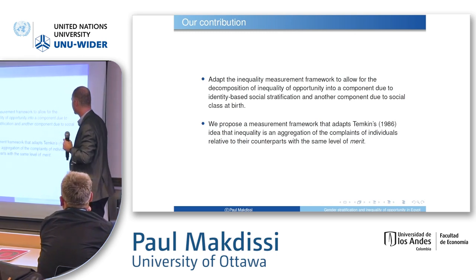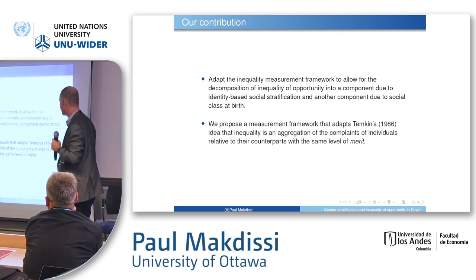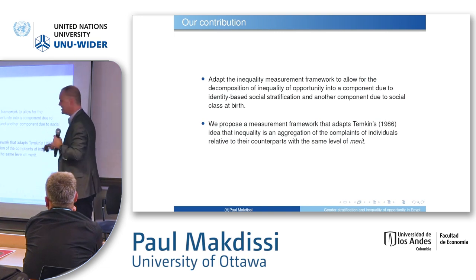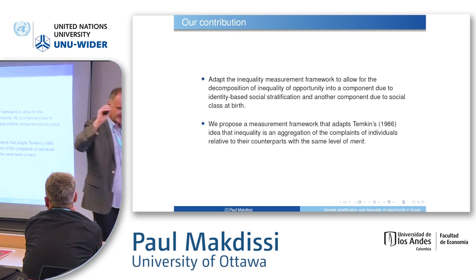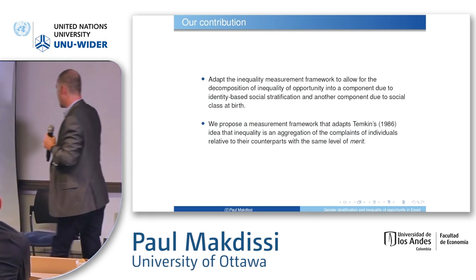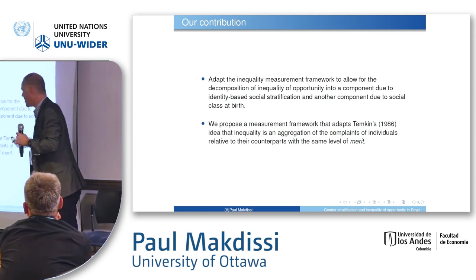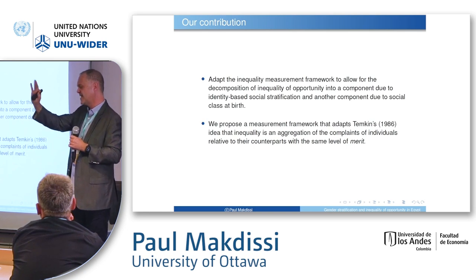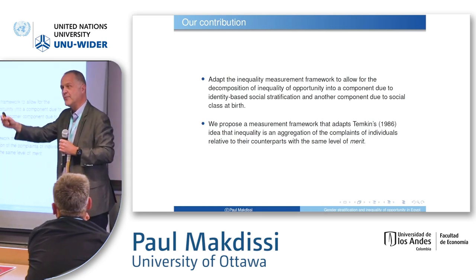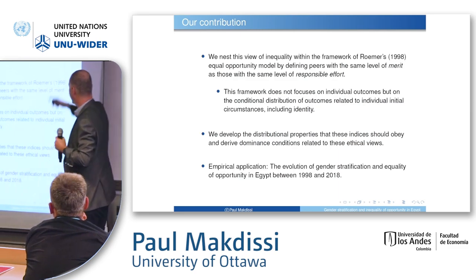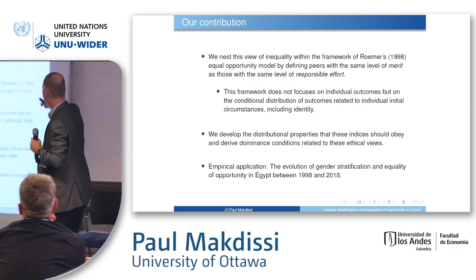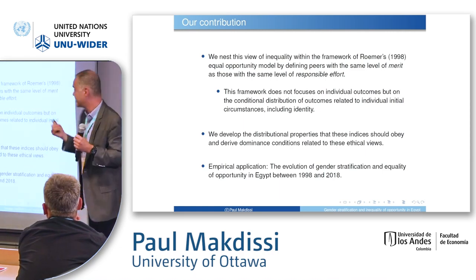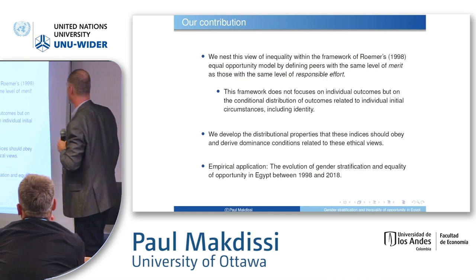So we adapt the inequality measurement framework to allow for this kind of decomposition. In order to do that, we borrow on the idea of Temkin. In 1986, Temkin publishes a paper in Philosophy and Public Policy, and it defines inequality as an aggregation of complaints. So we'll use this idea, and what Temkin says is that individuals who have the same merit should have the same outcome. We bring this into Roemer's framework, and how do we define merit? The same level of responsible effort. It's very simple. It's kind of the best framework to put this.